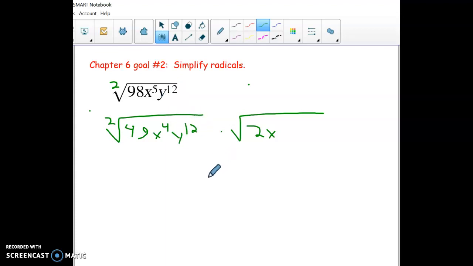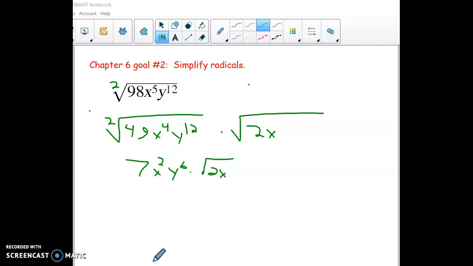Okay, so cleaning this up, the square root of 49 is 7, then divide it out, and we get x squared y to the 6th. And then we have a leftover root of 2x. All right, and that's our cleaned up version.